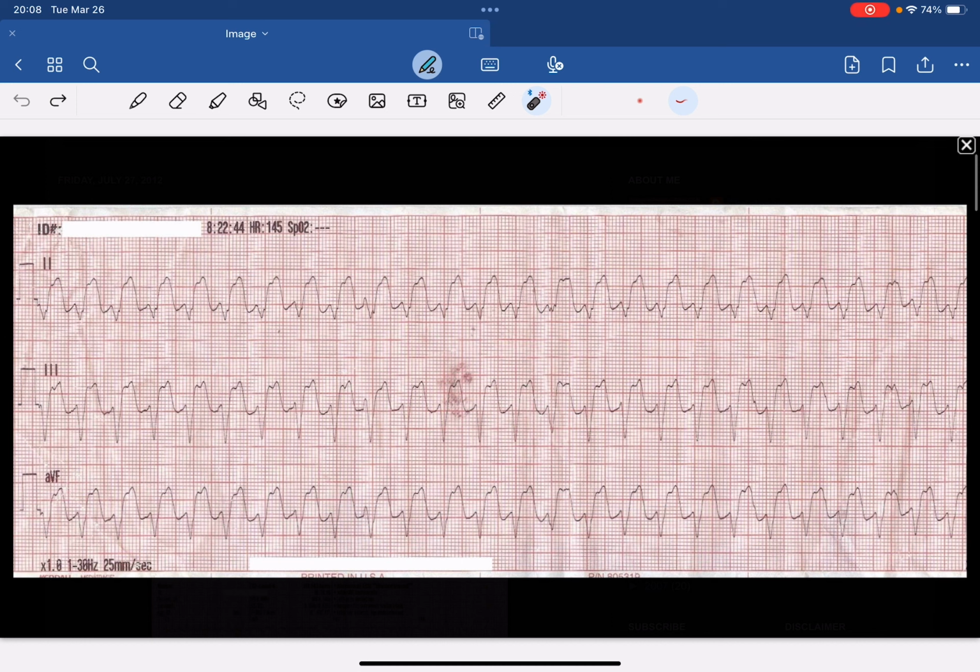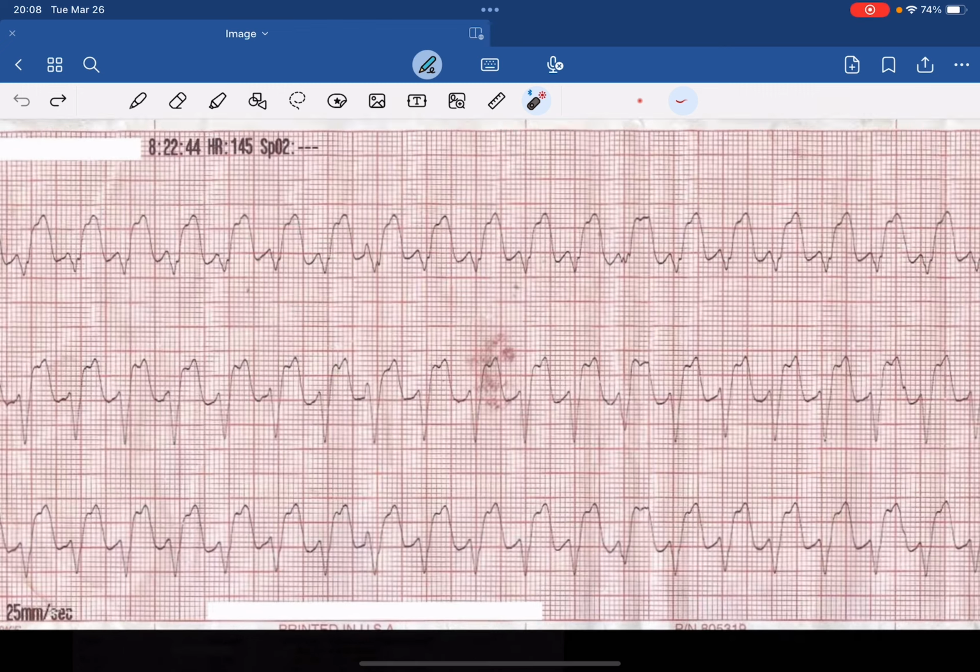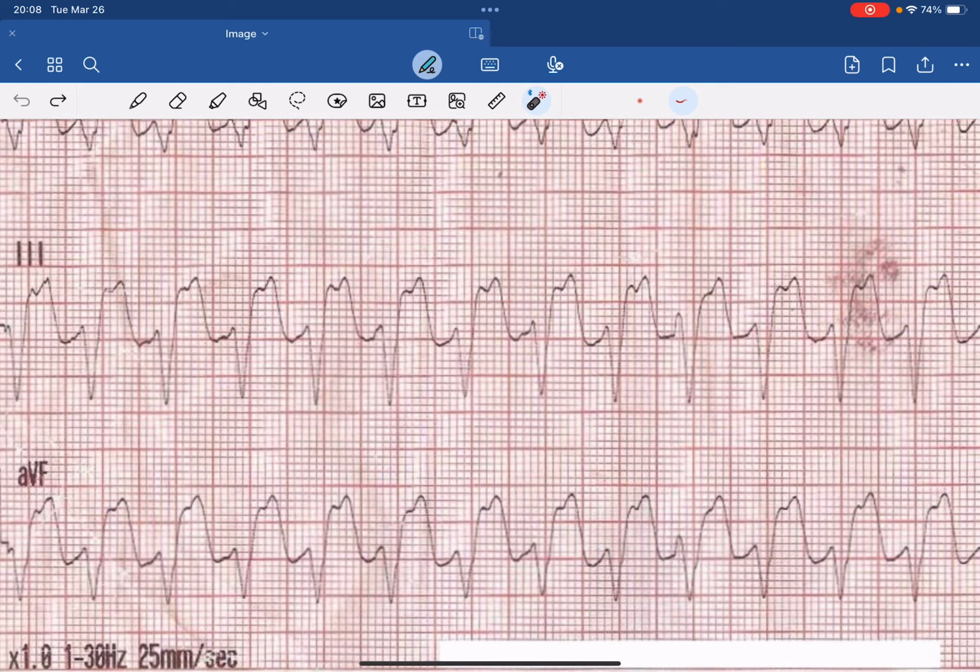So if we look at this rhythm strip, we can see that what we have here is a wide complex regular tachycardia. If we blow up one of these leads, and we'll look at lead 3 here, we can see that these QRS complexes, which are right here, are pretty wide. The QRS complex starts here. It's like 1, 2, 3, 4-ish small boxes. So that puts the QRS interval above 120 milliseconds.